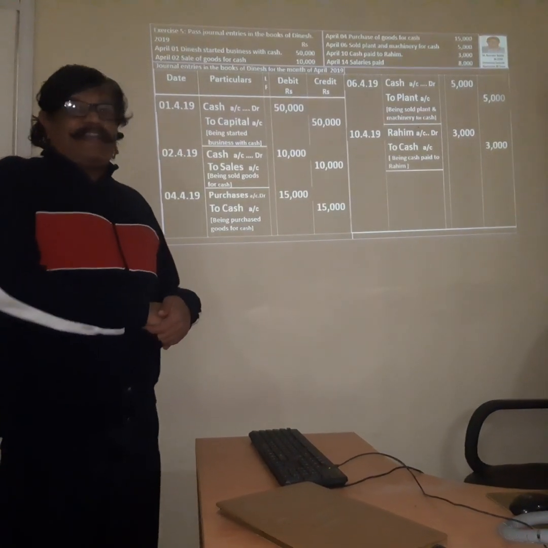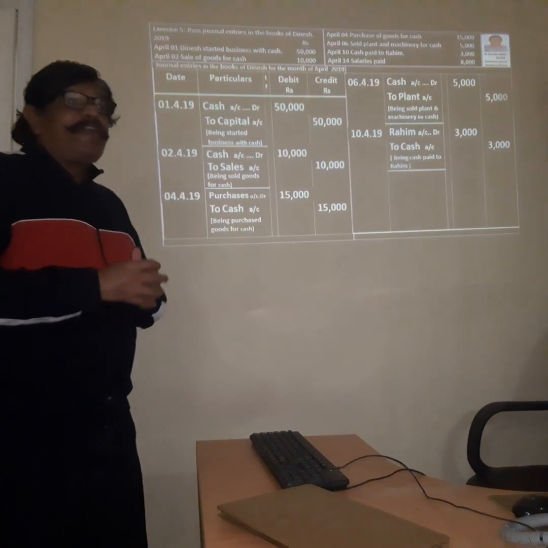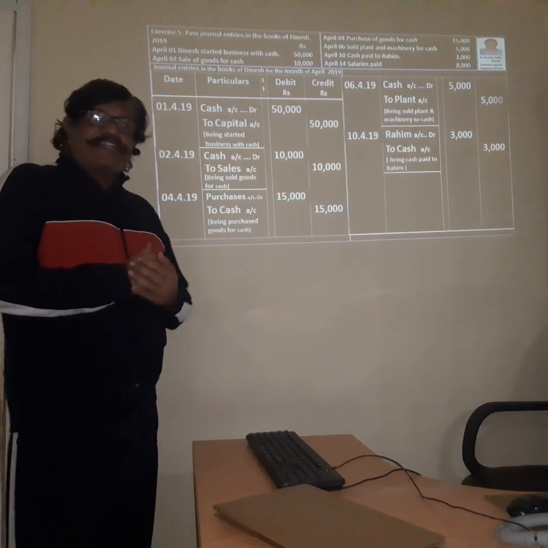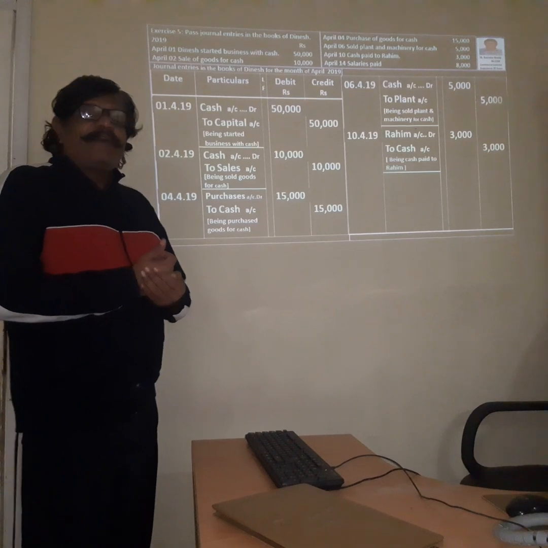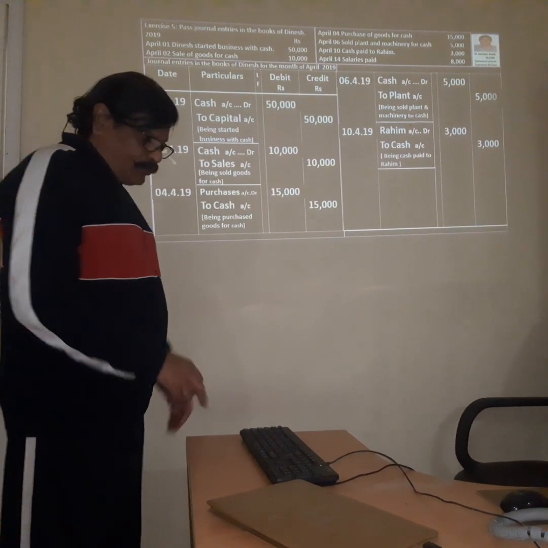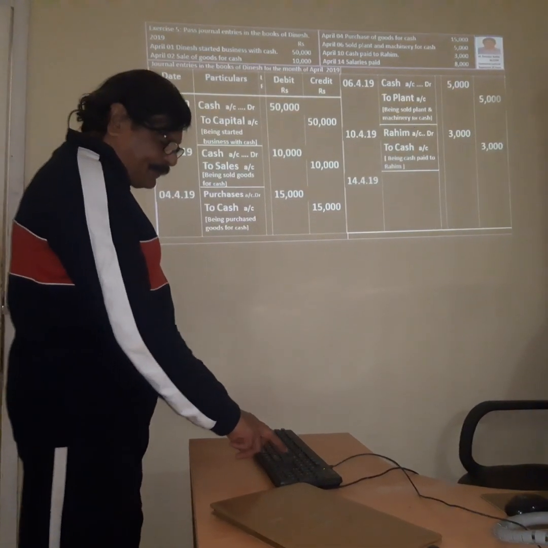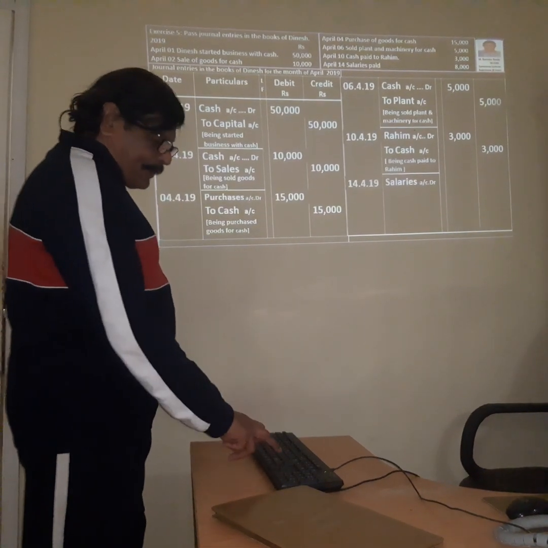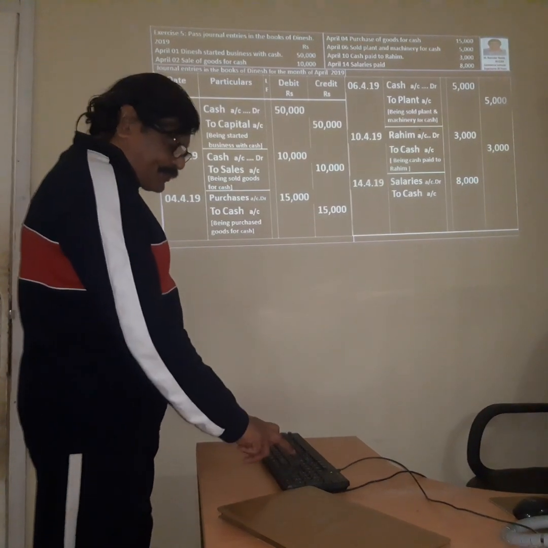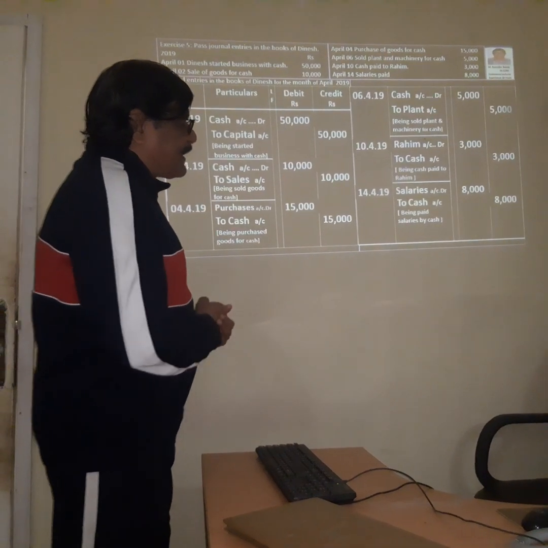The next one is April 14th, salaries paid. Here cash is implied. When we are paying salaries, cash is going out to meet the expenditure. Salary comes under the nominal account. Debit all expenses and losses: salaries account debit. How are we meeting the salary? By making payment through cheque or cash. So cash is going out, so credit what goes out. The entry is, you write down the date 14/4/2019. Then salaries account debit, we write 8,000, to cash account credit 8,000, and the narration is being paid salaries by cash.